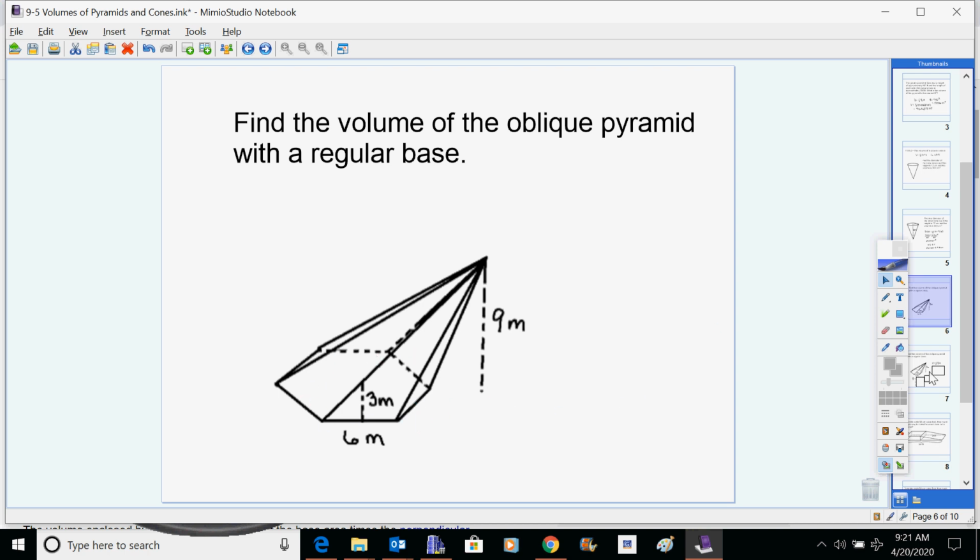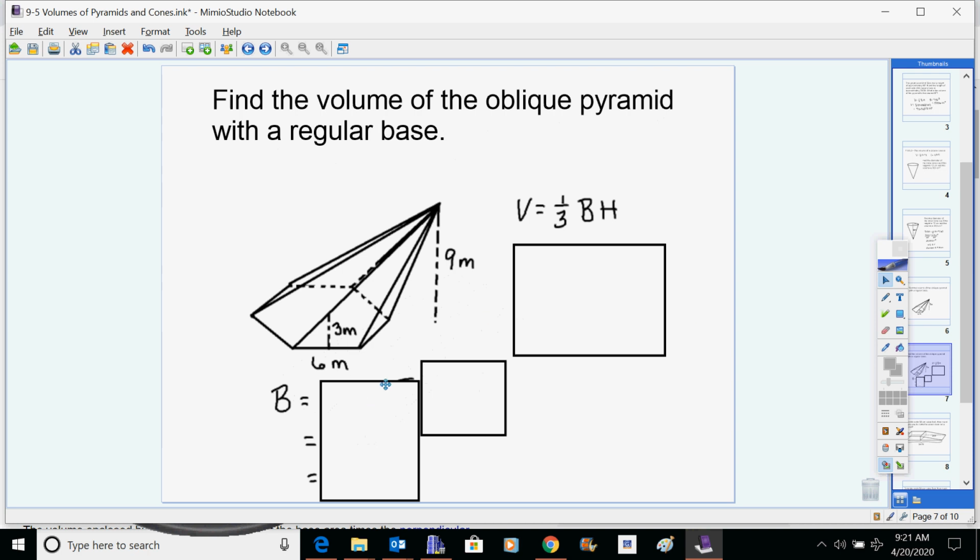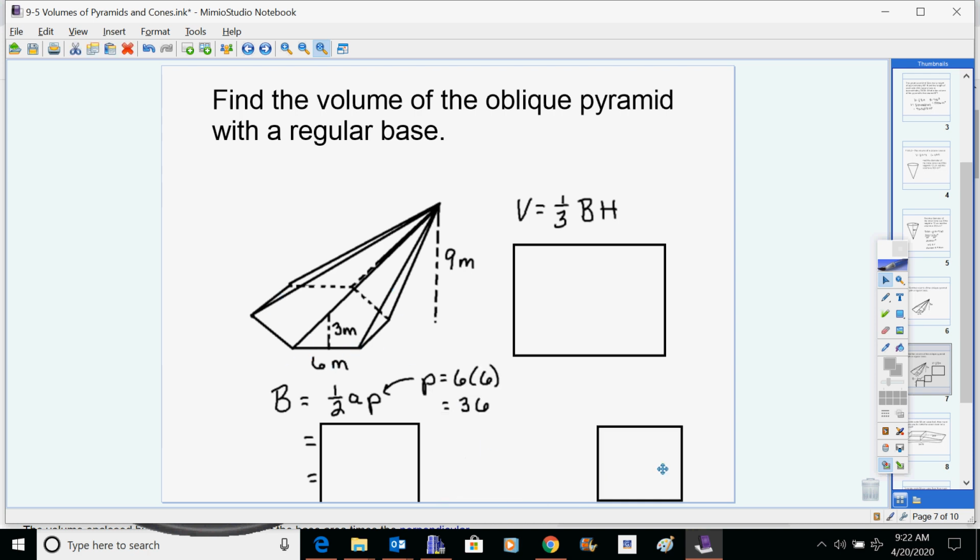So we need to calculate the area of the base. And the area of the base, remember our formula when you have a regular polygon is one half of the apothem times the perimeter. The apothem is given here as 3 meters. Okay, that 3 meters is going right in the center of the base. That's what an apothem is. The perimeter is 6, but there's 6 sides, so 36.